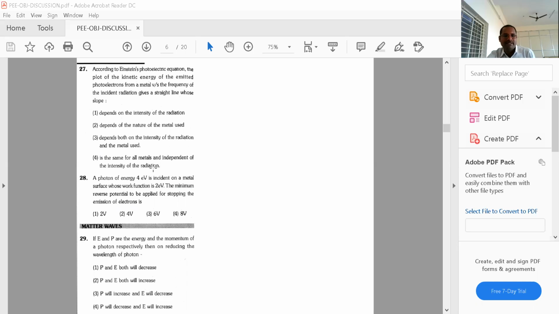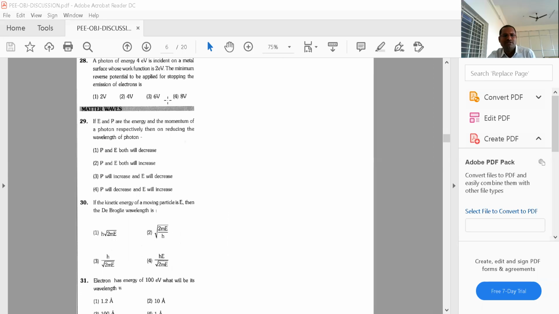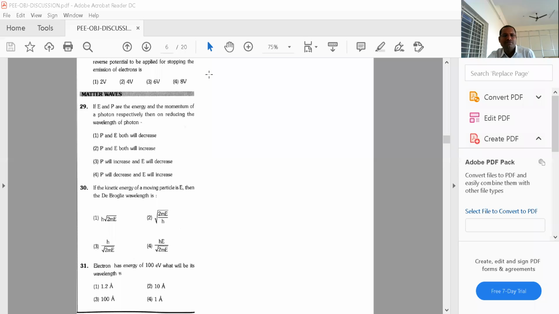Question number 29. Let us go to matter waves. These are very important concepts. What have they given? If E and P are the energy and momentum of photons respectively, then reducing the wavelength of the photon. We know that the energy of a photon E is equal to hf, or it can be written as hc by lambda. And according to de Broglie, the momentum of every moving particle is h by lambda.